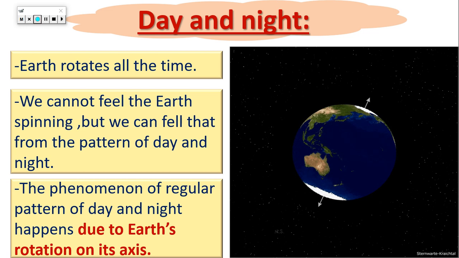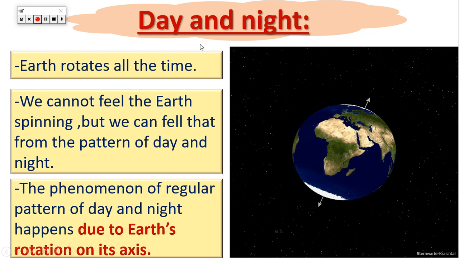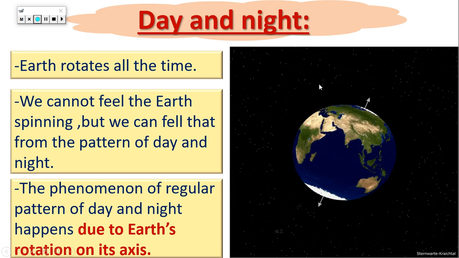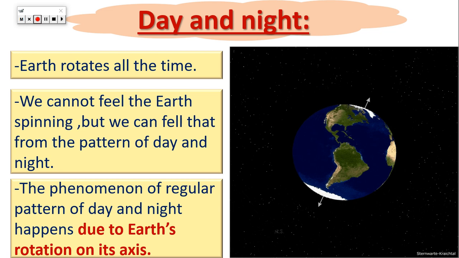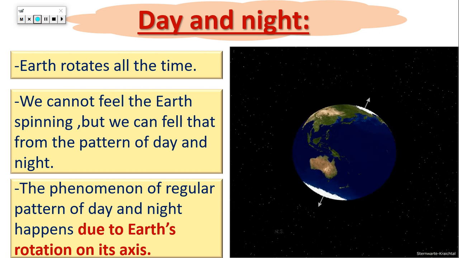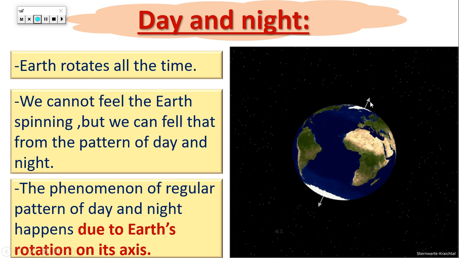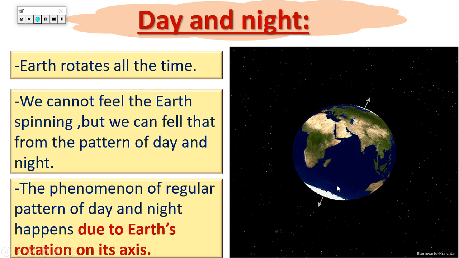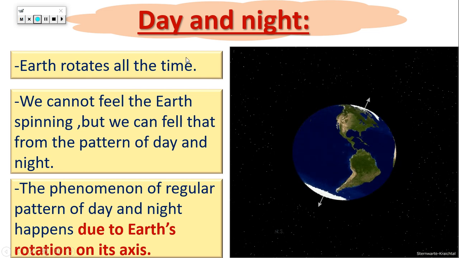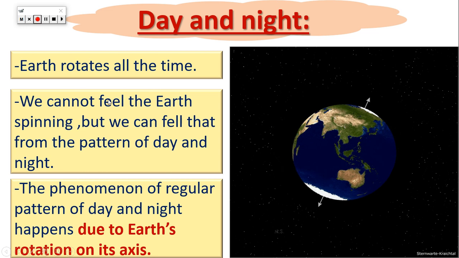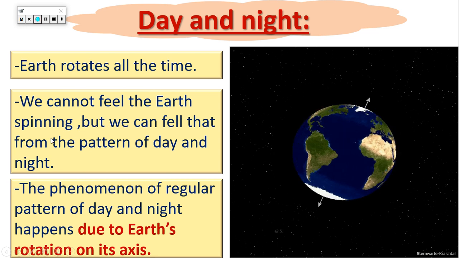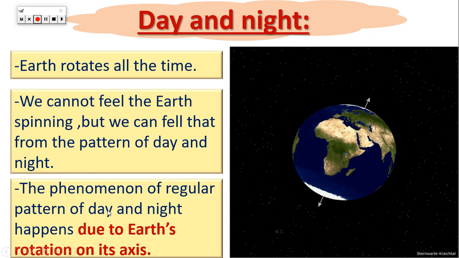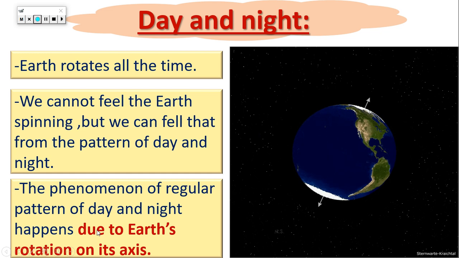Let's talk about day and night. Why do we have day and night? Because the Earth rotates all the time around something which is called an axis. Okay? We have here the axis of the Earth as you can see, and the Earth rotates around it, and that is what causes day and night. We cannot feel the Earth spinning, but we can feel it from the pattern or the cycle of day and night. The phenomenon of the regular pattern of day and night happens due to the Earth's rotation around its axis.